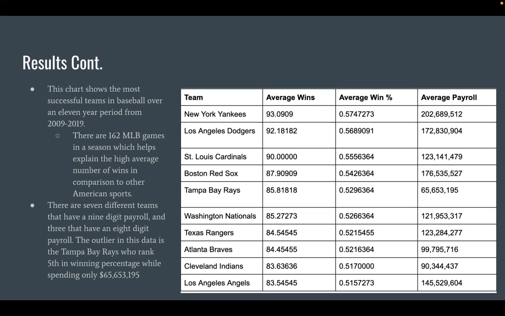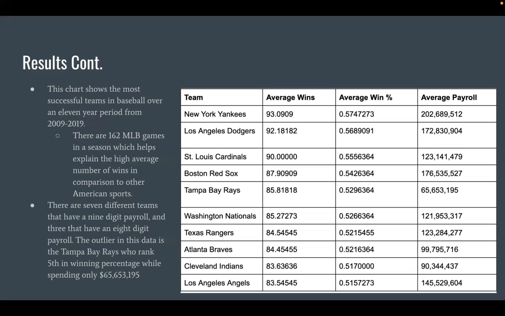to different financial benefits than the other teams, such as the Tampa Bay Rays, which only have 65 million to spend on their average payroll. And the average wins are so high because there are 162 games in an MLB season, which is a lot more than other American sports. In bigger market teams like New York and Los Angeles, the teams are bringing in more money because they're playing 162 games, so they have more money to spend. There are 7 different teams that have a 9-digit payroll, and 3 that have an 8-digit payroll.